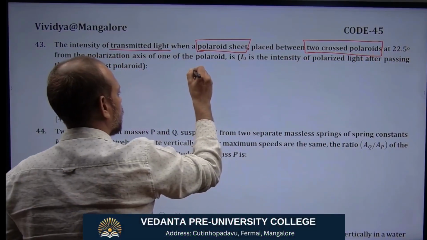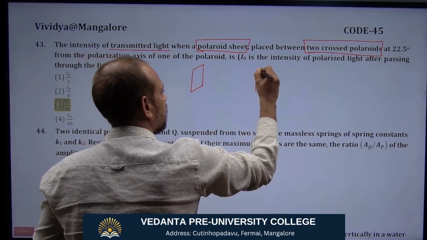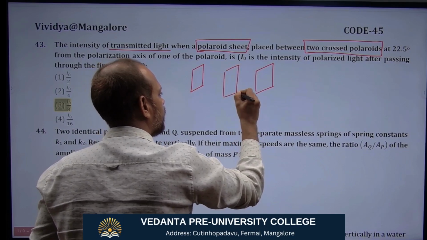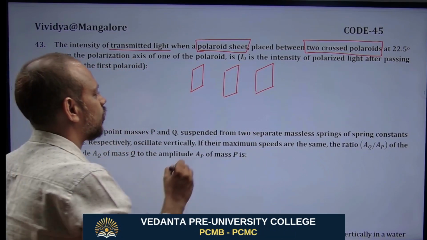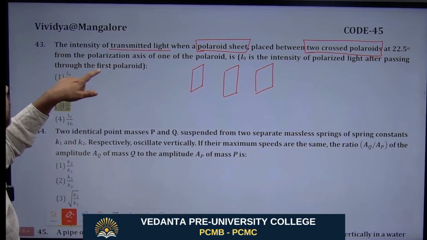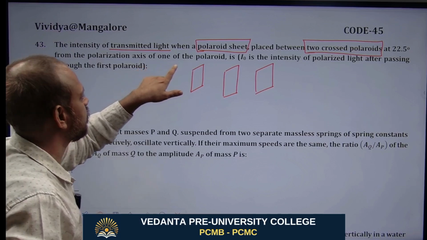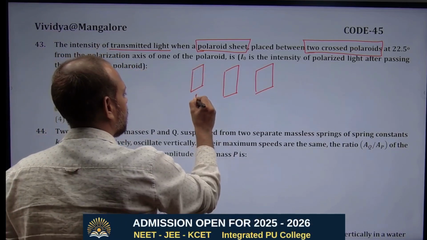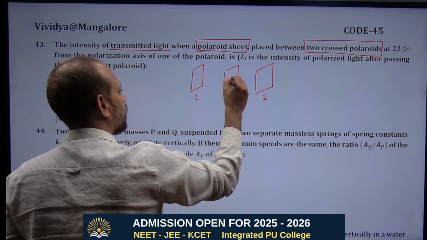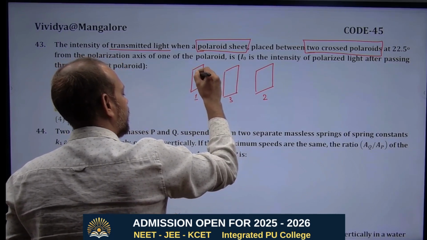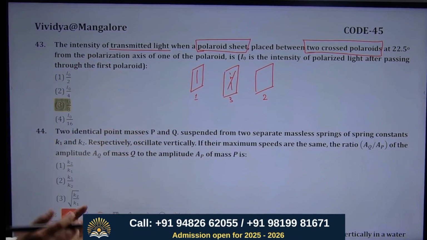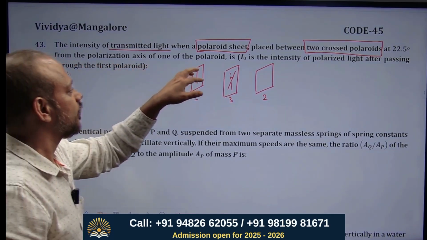So imagine these are two crossed polaroids, and in between that you are going to put another Polaroid sheet. Between two crossed polaroids at 22.5 degrees from the polarization axis of one of the polaroids. So let's say between 1 and 2, these are crossed polaroids. The third one is introduced such that the pass axis of this Polaroid is making 22.5 degrees with the first polaroid. Let us consider that, from the polarization axis of the polaroid.